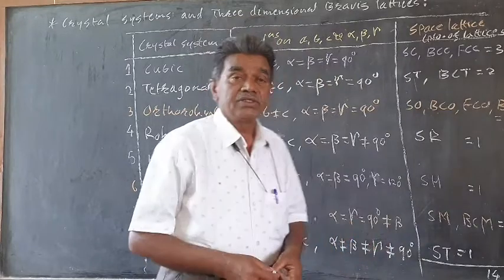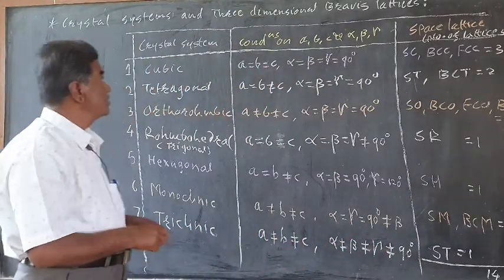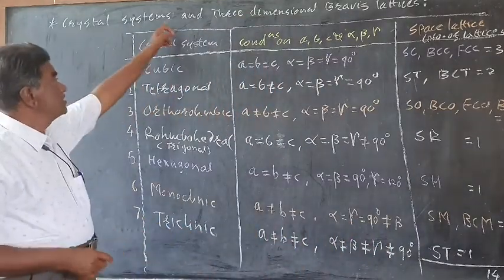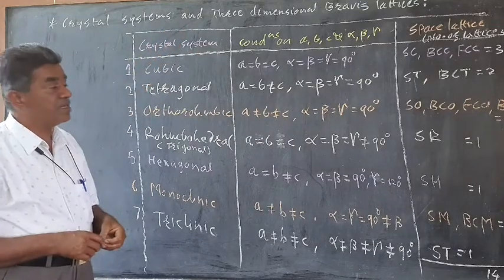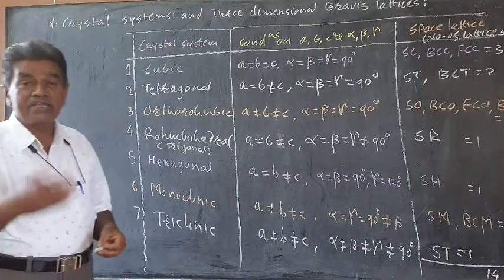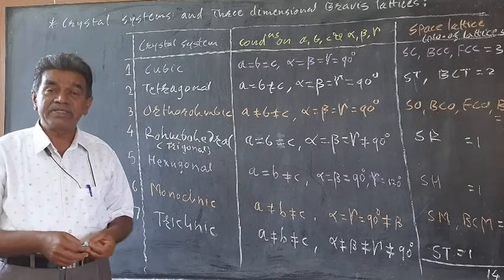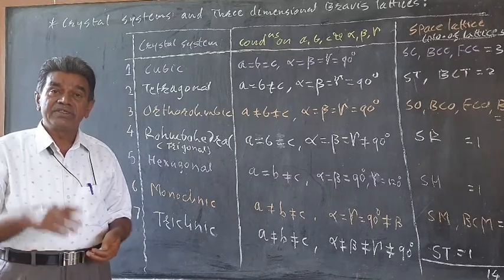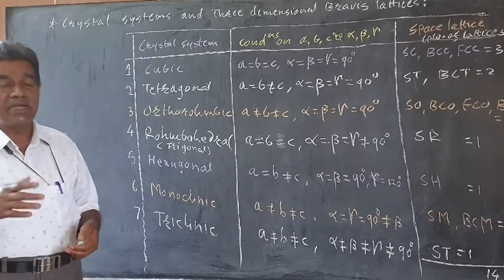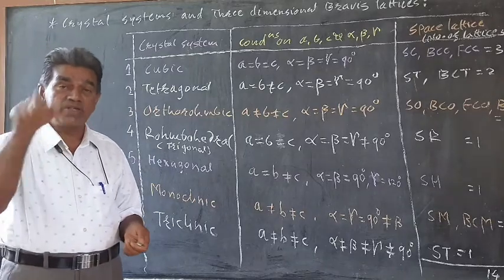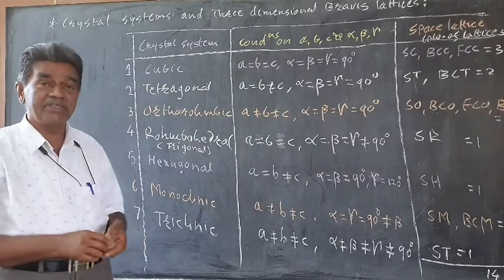Hello students, today we are going to study the crystal systems and three-dimensional Bravais lattices. Last time we saw what is meant by space lattice. A space lattice is nothing but an infinite periodic, geometrical arrangement of points in space.